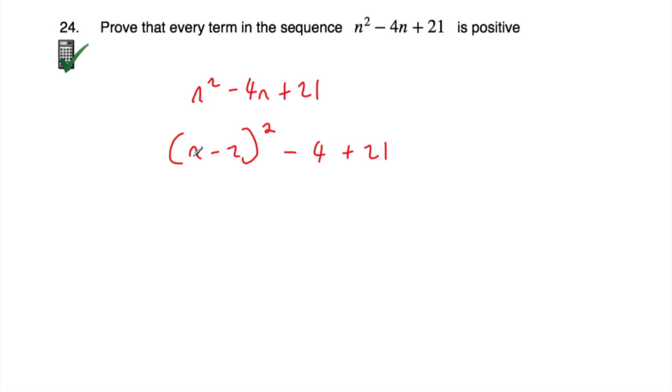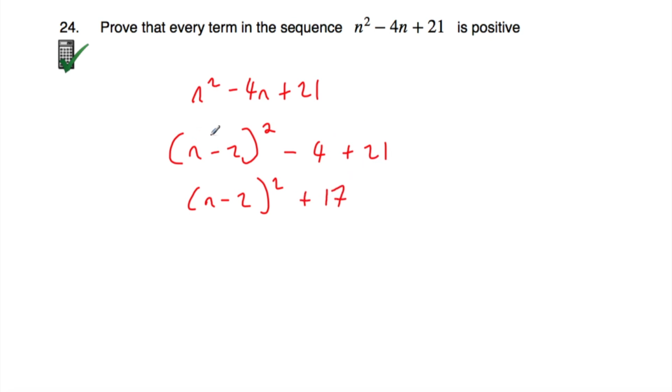So we're nearly finished in terms of completing the square. We've got (n minus 2) squared, minus 4 plus 21. We can just simplify this part. We've got (n minus 2) squared, and then minus 4 plus 21, and minus 4 plus 21 would be 17. So we've got plus 17.